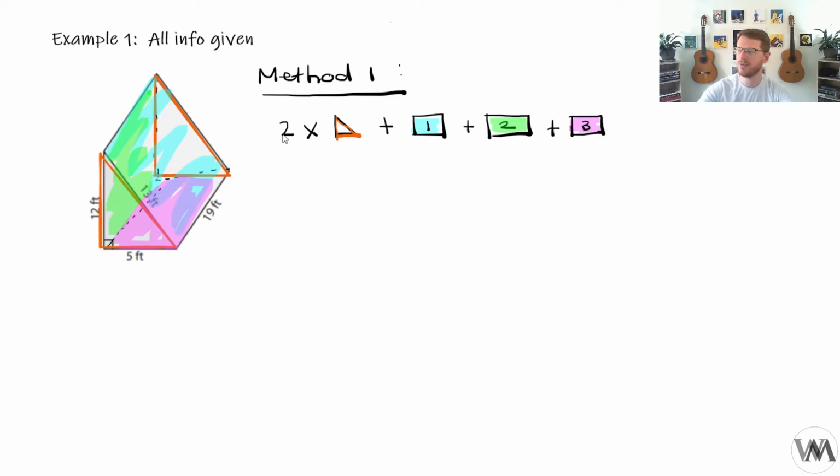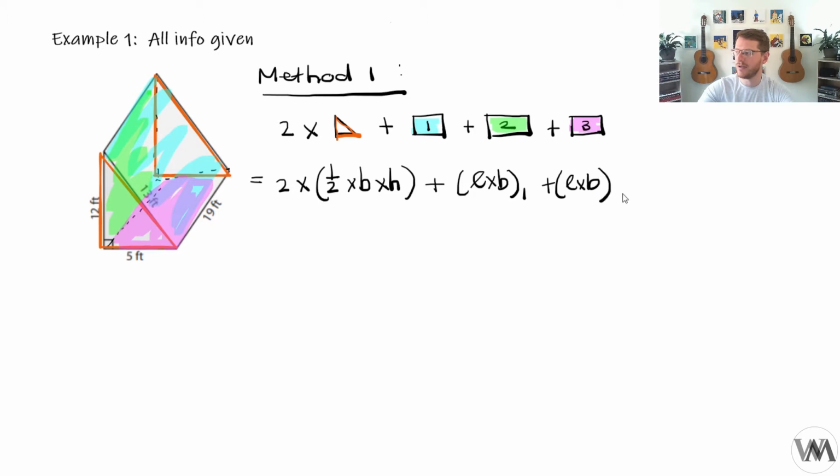Next, I just need to write out each formula as well. So I'm going to say, all right, it's 2 times half times the base times the height of the triangle, plus length times breadth of my first rectangle, plus the length times the breadth of my second, plus the length times the breadth of my third.